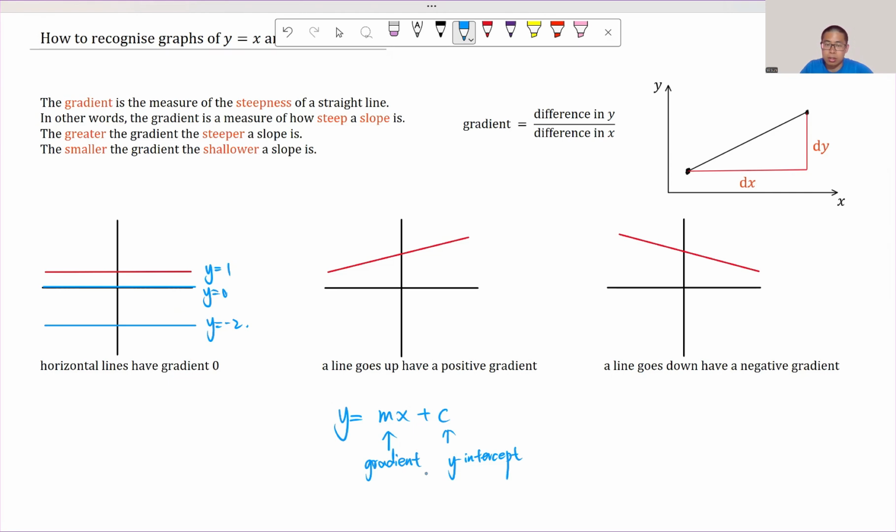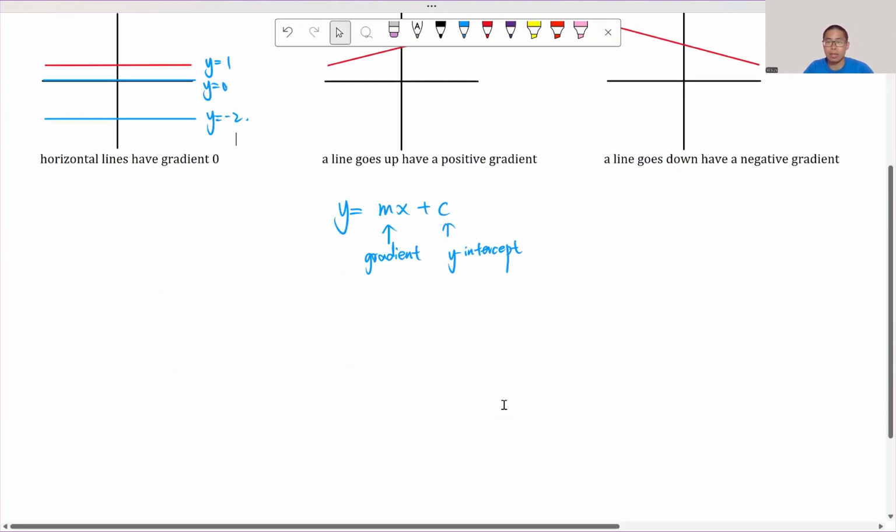And then another important thing for straight line graphs is, if a line goes up, then it has a positive gradient. And if a line goes down, then the line has a negative gradient. That's how we check whether it's y = x or y = -x.